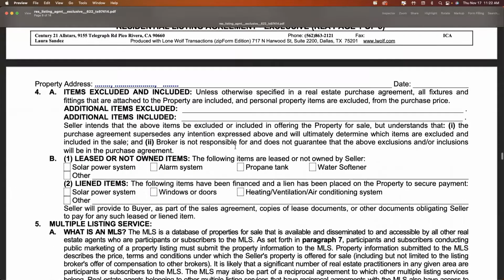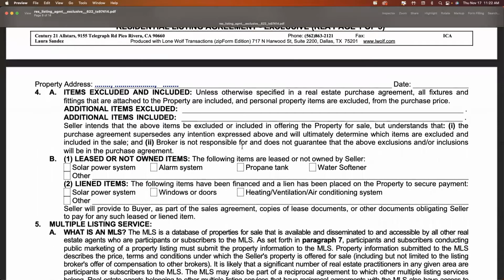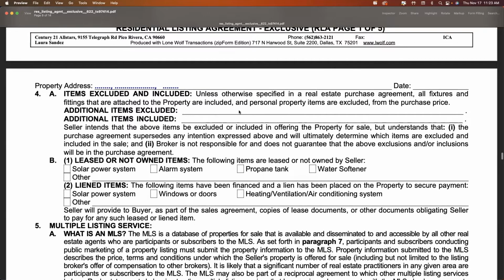Okay. Items included, excluded. So, unless otherwise specified in the purchase agreement, all the fixtures and fittings are included, right? So, anything that's a fixture, we've talked about that in the past, and we'll get into more details about fixtures when we talk about disclosures, but anything that's a fixture is going to stay unless we specify it here.